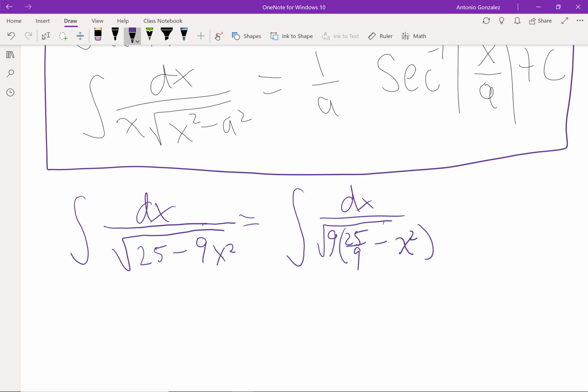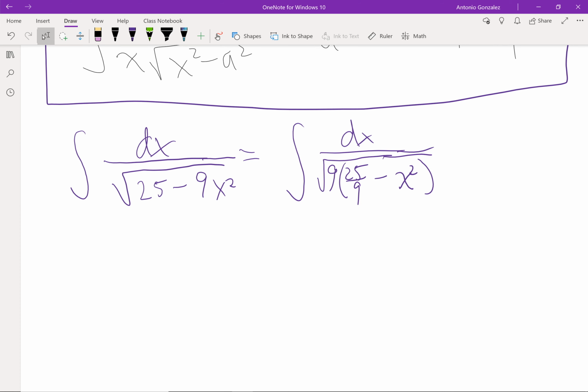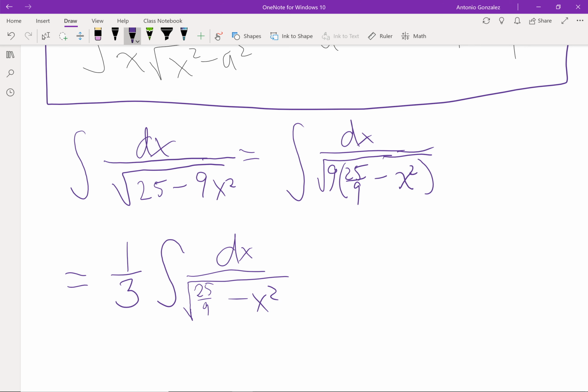And to do that, that means that that's what my inside would look like. 25 over 9 minus x squared. All right, notice when you distribute that 9, you get back the same function that you see on the left of the integral there. Okay, so now I can simplify this further, right? Product of roots, I can break up into, take the individual root. So I can rewrite this as 1/3 square root, the square root of 9 is 3, that's where the 1/3 comes from, dx over 25 over 9 square root minus x squared.